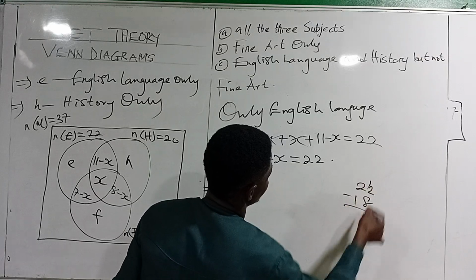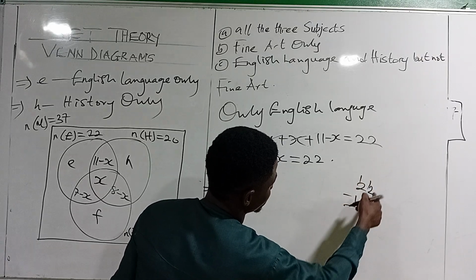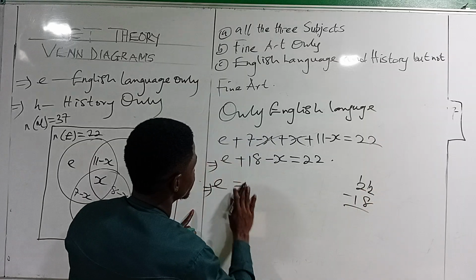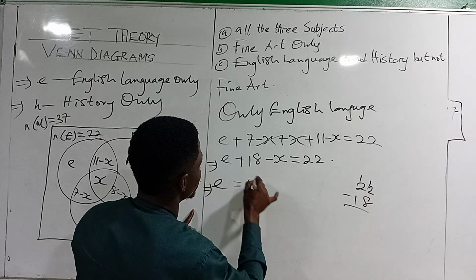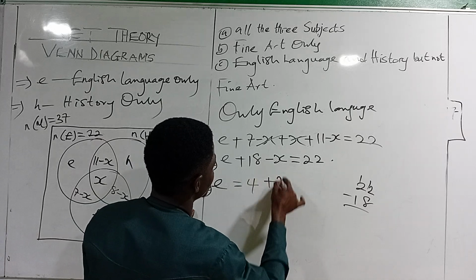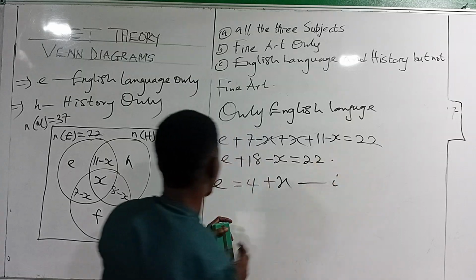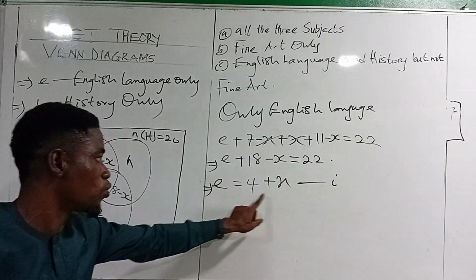What do we have? 1, this one gives you 1, 11, 12 minus 8. That gives you 4. So we have 4 here, then plus x. So you can call this one equation 1. So only English now you have 4 plus x.